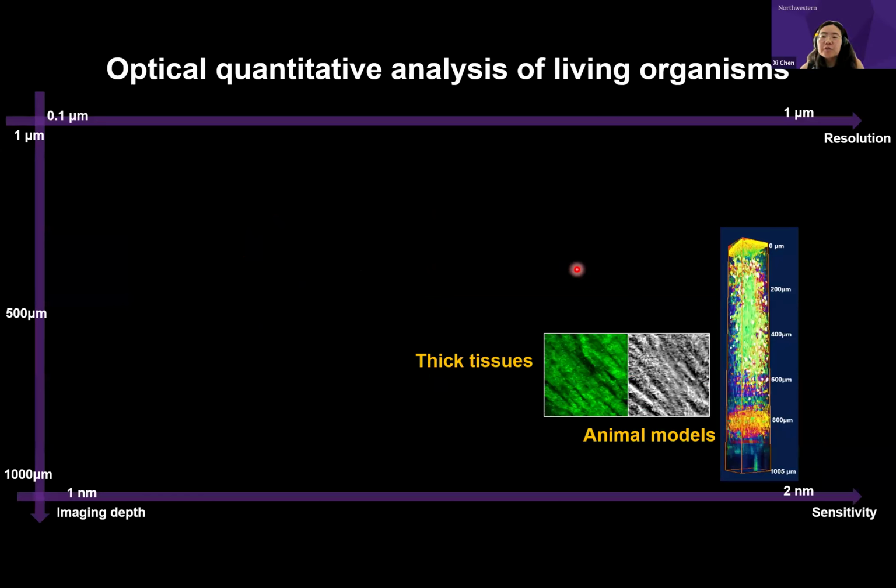So lastly, let's move on to an even more challenging system, which is in vivo animal models. Now we have a live animal, so we have a lot more issues involved with live animals. For example, the motion artifacts, and also we have all sorts of cells inside of this animal that we need to image through.